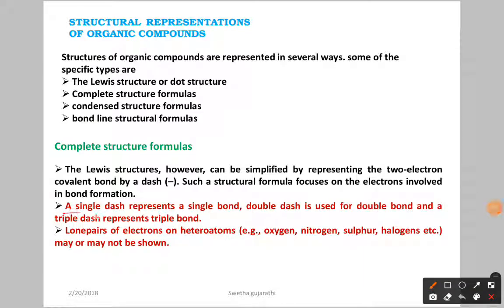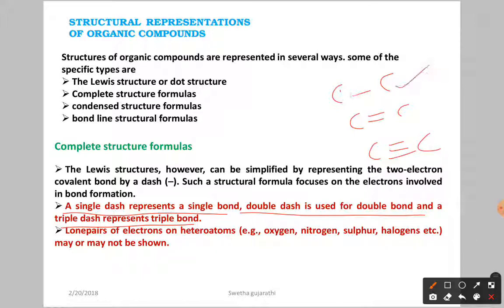A single dash represents a single bond, a double dash is used for a double bond, and a triple dash represents a triple bond. The best example, as you know very well, is alkane, alkene, alkyne. The single dash indicates a single bond, 2 dashes indicate a double bond, and 3 dashes indicate a triple bond. Lone pairs of electrons on heteroatoms like oxygen, nitrogen, sulfur, halogen may or may not be shown. I will go further with the example.